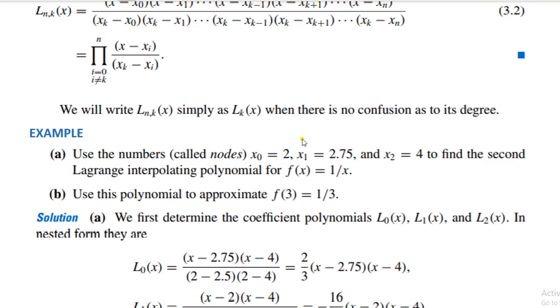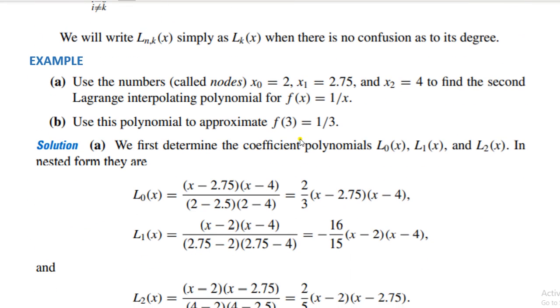So here we use the numbers called nodes x0, x1, x2. Now you see there are 3 points. These are called nodes as well, which are the points given to us: x0, 2, 2.75, and 4, to find the second Lagrange interpolating polynomial. Second means second degree. Okay.